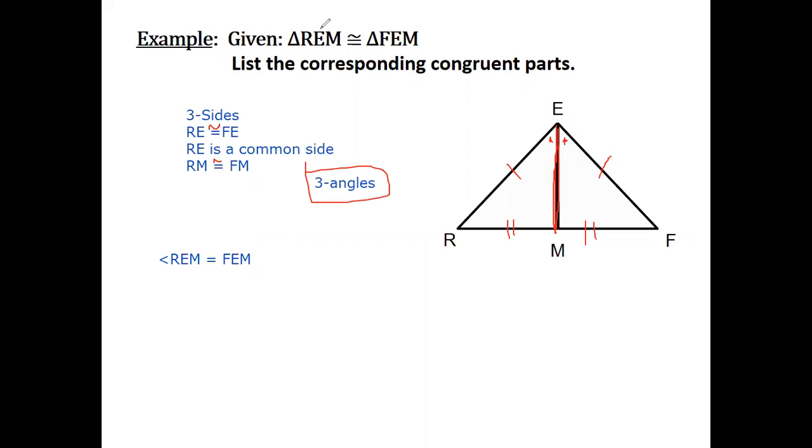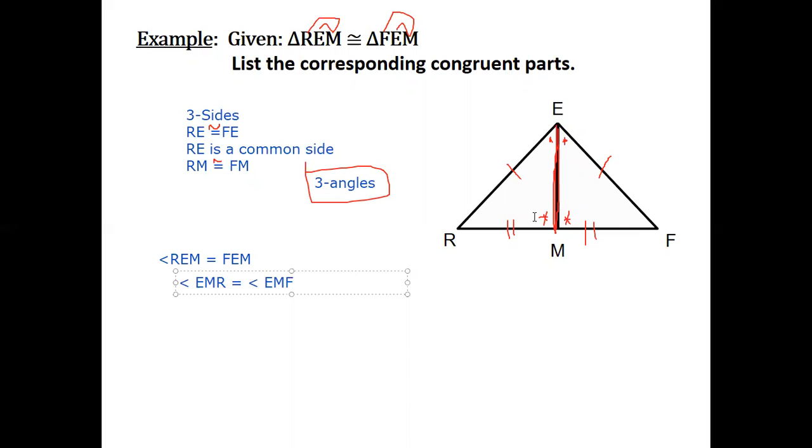So we can say EMR with EMF. Then EMR, this angle, will be congruent with EMF. Then we will write here the second pair, angle EMR will be congruent with angle EMF. What is the third one?